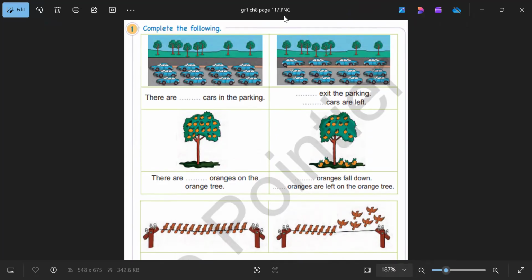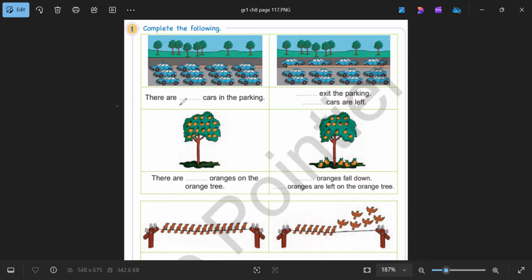Okay, where is the pen? Complete the following. Here we have to fill in the blanks, but how? Of course, we can do it randomly. So we have to read, understand, and write down the answer.